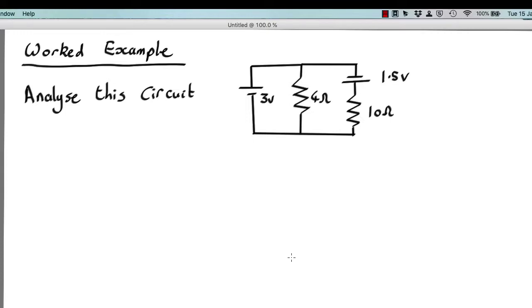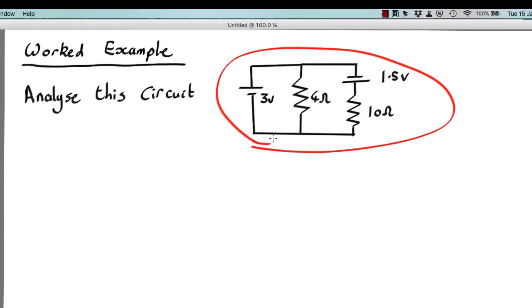In this worked example video, I'm going to show you how we analyse a circuit. And I'm going to demonstrate the physics analysis strategy that we would like you to use throughout this course. So here is our circuit. First step is to model it.